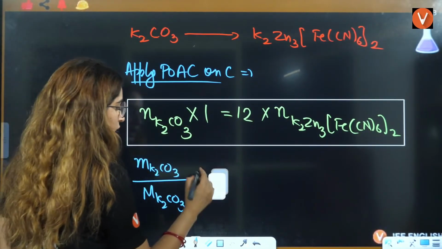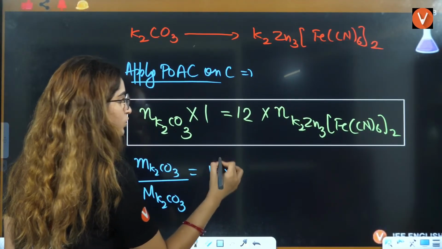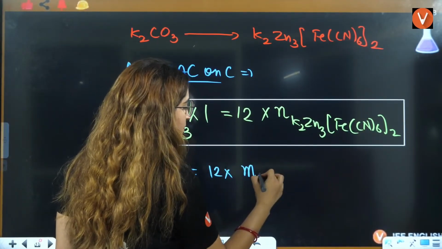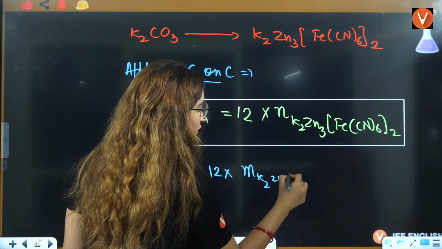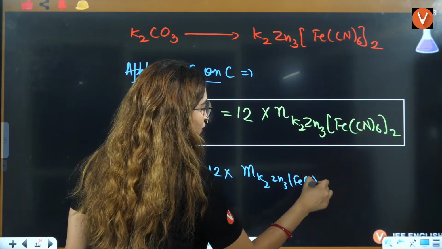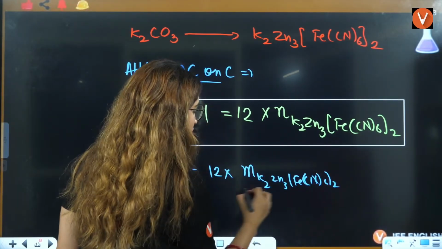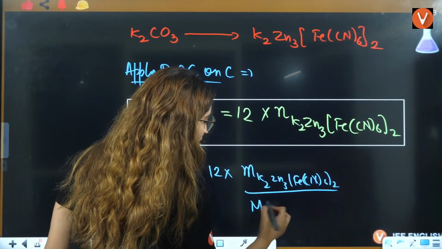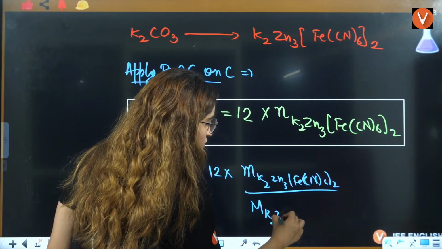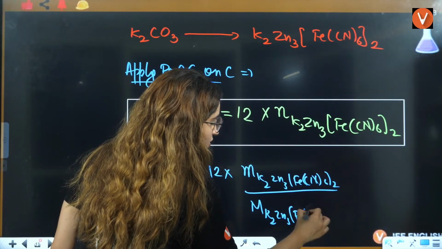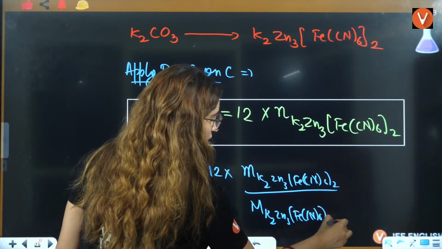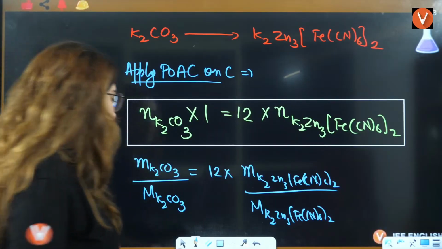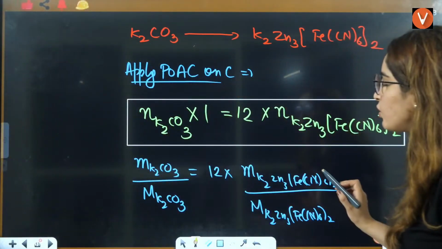CO3 equals 12 into the mass of this compound. I am just writing this compound here, that is K2Zn3, again and again I have to write it here, right? This is 2 divided by the molar mass of this compound, that is K2Zn3 FeCN6 twice, right? That is there. Now we know the value of this.